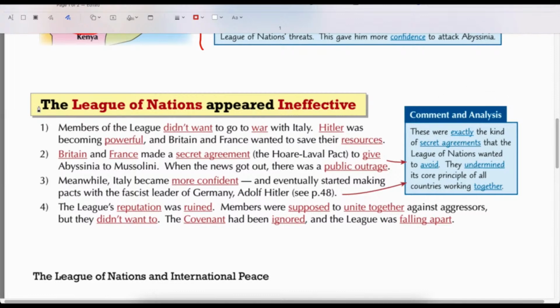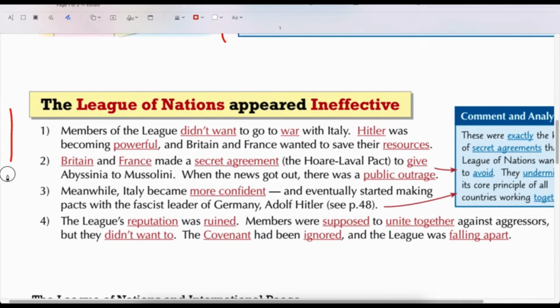So follow me. Let's see here. We have some info here. Members of the League didn't want to go to war with Italy. Hitler was becoming powerful, and Britain and France wanted to save their resources. So not only was the League getting weaker day by day, as we can see here, there were a lot of reasons why they wouldn't fight that battle, right?